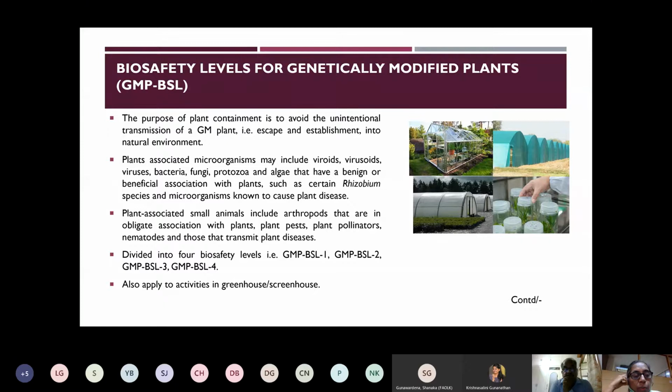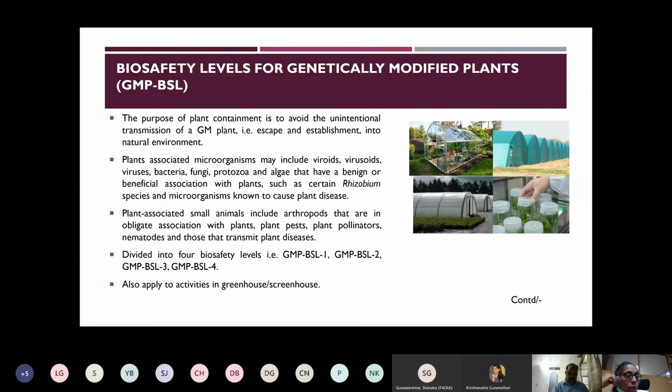We have a very interesting research underway here, where there is a group of researchers who have developed genetically modified rhizobium, and there's another which has developed genetically modified azotobacter. Both these organisms are used as biofertilizers. So when I have to do a trial of, let's say, azotobacter in a field of wheat, then the azotobacter also has to follow the biosafety level for plants. So this is what it means.